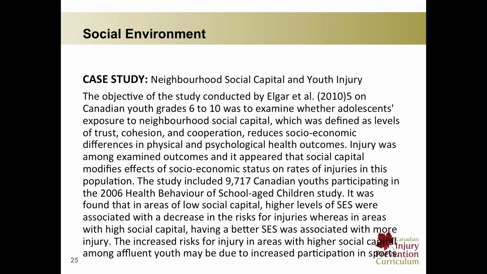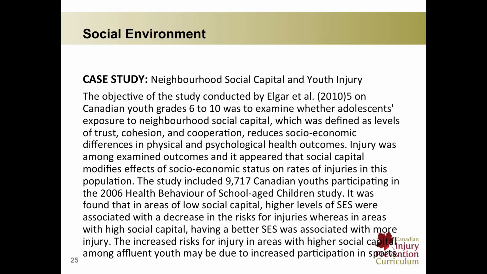Read the following case study to increase your understanding of the relationship between the social environment and injuries. Neighborhood social capital and youth injury. The objective of the study conducted by Elgar et al. on Canadian youth grades 6 to 10 was to examine whether adolescents' exposure to neighborhood social capital, which was defined as levels of trust, cohesion, and cooperation, reduces socioeconomic differences in physical and psychological health outcomes. Injury was among examined outcomes, and it appeared that social capital modifies effects of socioeconomic status on rates of injuries in this population.